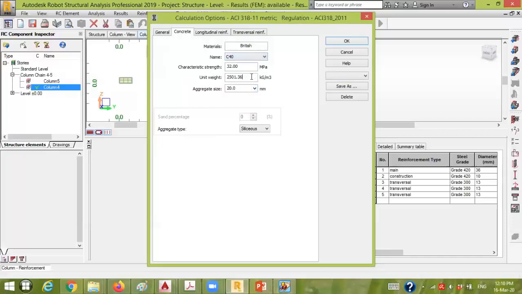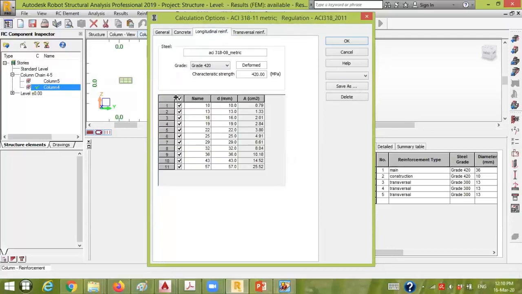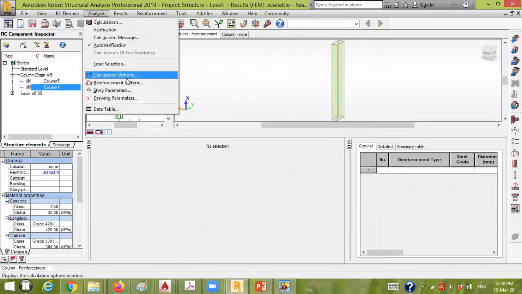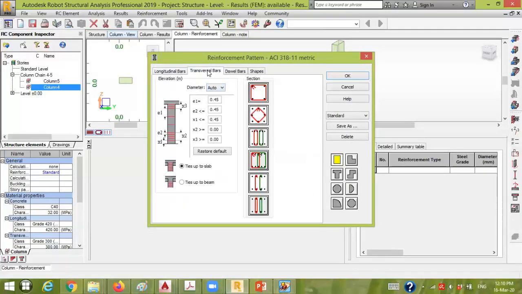Now aggregate size, unit weight, general. This is for the longitudinal reinforcement. You can keep all the bars, or you can select only 525 for the main bars, 420 or 520 or 550 as you like. I will keep only 525, and transverse reinforcement I will keep only 510. Okay, and the same for the reinforcement pattern. So corner bar, transverse, you can select this type of tie reinforcement or this type or this type or any one as you like.